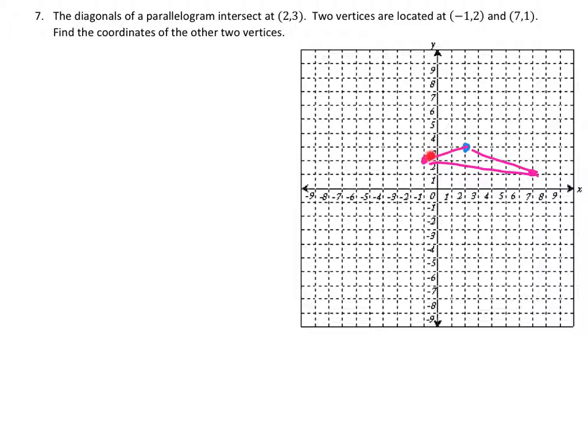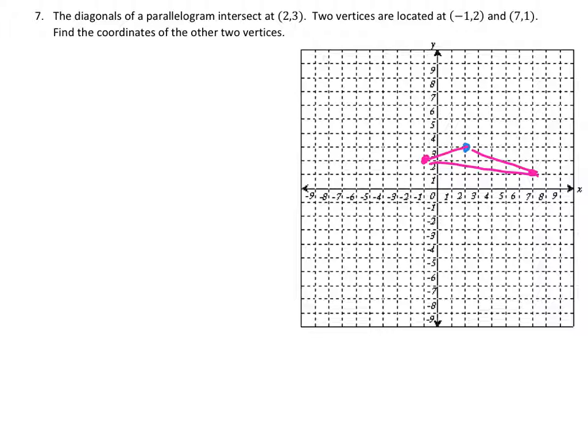So the other vertex that goes along with this one will be somewhere over here. The other vertex opposite of this one will be somewhere over here. But remember, they need to be the same distance away because the parallelogram is bisected. It also tells us that the slopes of the diagonals should continue in the same direction. So the length and the slopes will be the same.